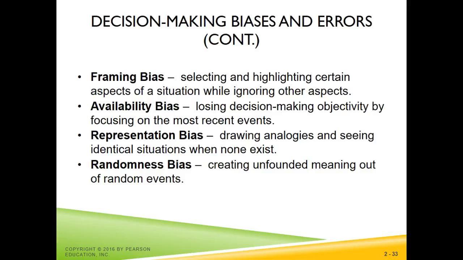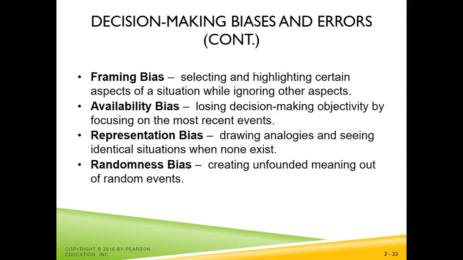Okay, so the framing bias is when decision makers select and highlight certain aspects of a situation while excluding others. And by drawing attention to specific aspects of a situation or highlighting them, while at the same time downplaying or omitting other aspects, they distort what they see and create incorrect reference points. Okay.